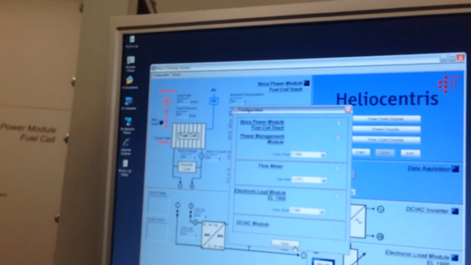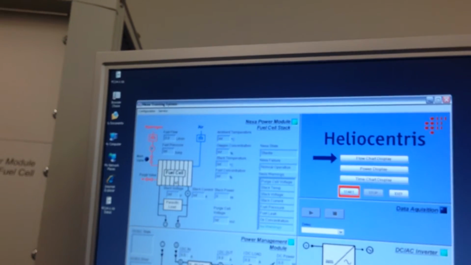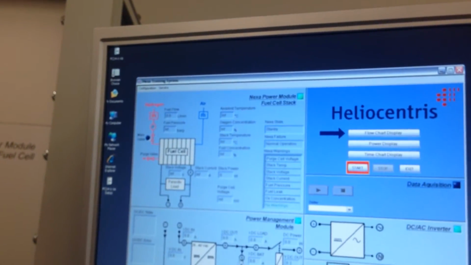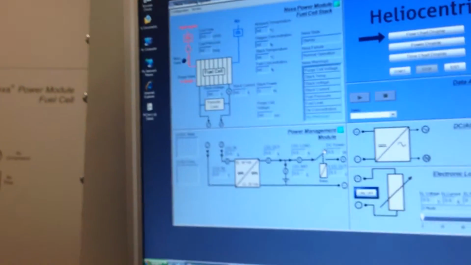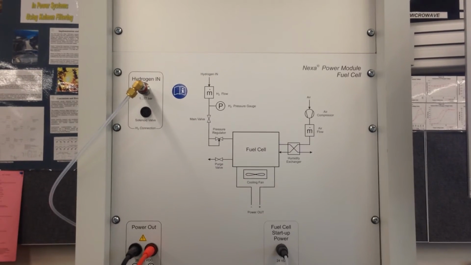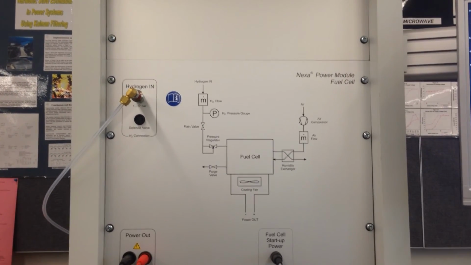The next thing is the monitor. We have the big monitor here, on which we have the Next training system version 1.4. If we open this one, we will see everything indicated in here, the fuel cell and the load and everything else. So those are the main components of the fuel cell system. In the next video I will introduce the operation of the fuel cell by doing a trial run.